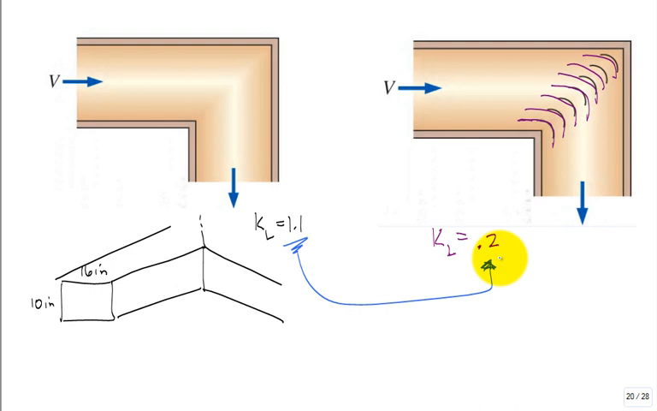Yes, sir. Yeah, this would be a mitered 90. Yeah, a mitered 90. A 90-degree mitered bend, they call it in this textbook. But people out there would say, yeah, I understand a mitered 90.